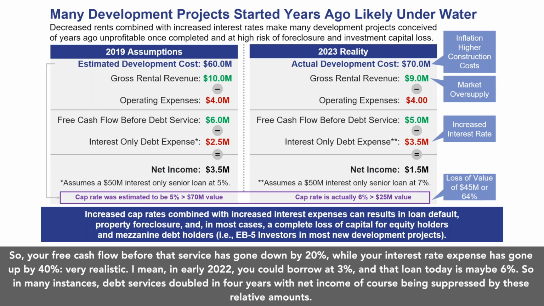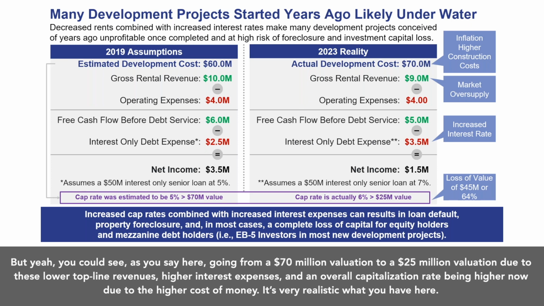I mean, in early 2022, you could borrow at 3%, and that loan today is maybe 6%. So in many instances, debt service has doubled in 4 years, with net income, of course, being suppressed by these relative amounts. But yeah, you can see, as you say here, going from a $70 million valuation to a $25 million valuation due to lower top line revenue, higher interest expense, and an overall capitalization rate being higher now due to the higher cost of money. So it's very realistic what you have here.